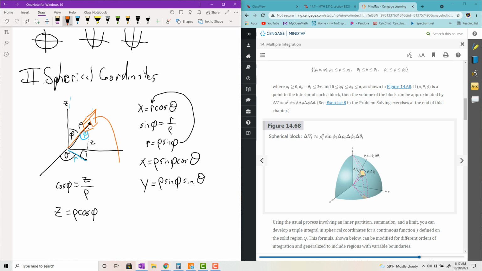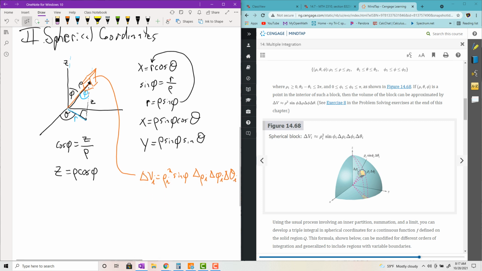But anyways, let's get the volume increment. So delta v sub i is going to be, weirdly enough, rho sub i squared times sine of phi sub i times delta rho sub i, delta phi sub i, delta theta sub i. Okay. So hopefully that'll be enough to get you through.